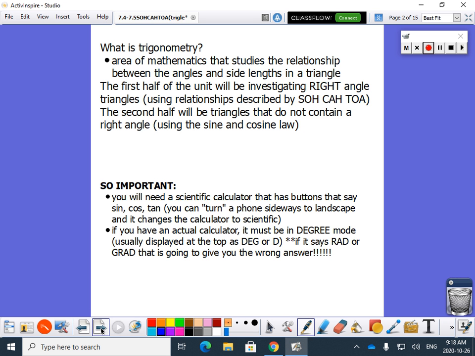Okay, so things that you can underline. Right angle: SOHCAHTOA is going to be something that we use a lot. Does not contain a right angle: sine and cosine law. Okay, and today is pretty straightforward. I hope you guys, in the end, agree with that.